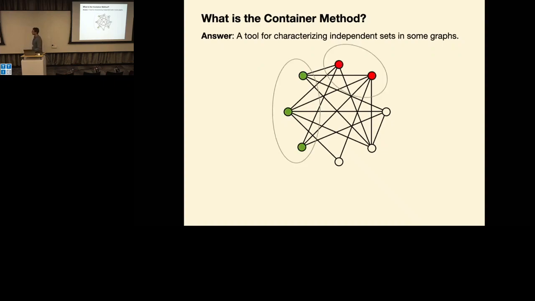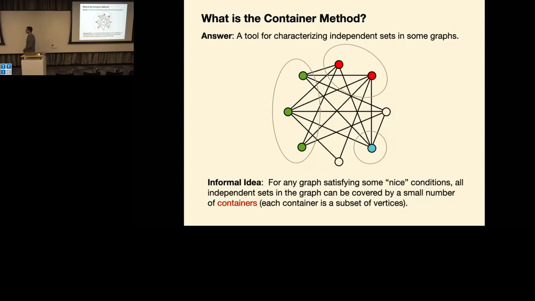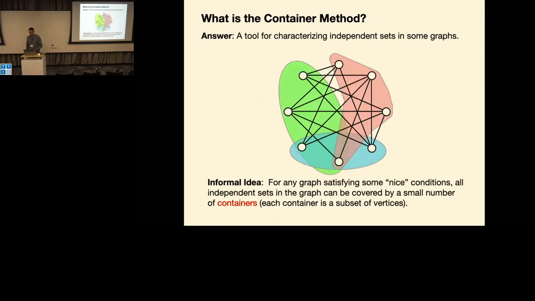So this example has lots of independent sets. If I've counted correctly, there's like 25 of them, and I've circled just 3 of them. What the container method says is that there could be a lot of independent sets, but there's a collection of containers where each container is a subset of the vertices that can cover all of the independent sets. So in this example here, again, lots of independent sets, but I can give you these 3 containers, which are subsets of vertices, such that any independent set is fully a subset of one of these containers.